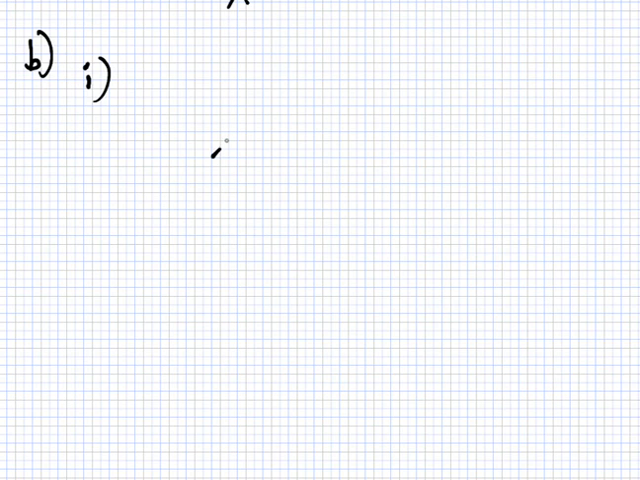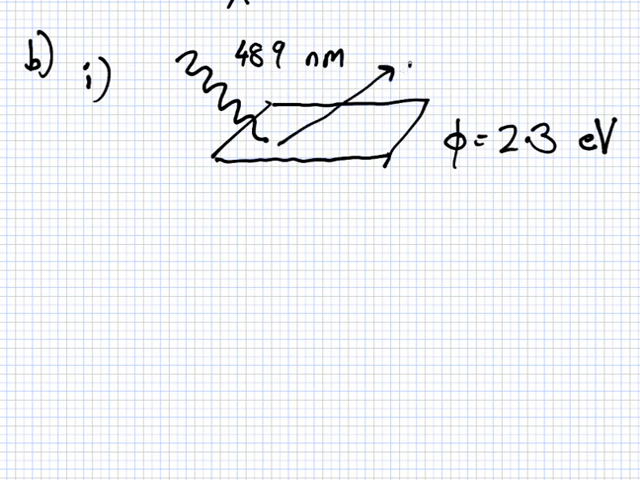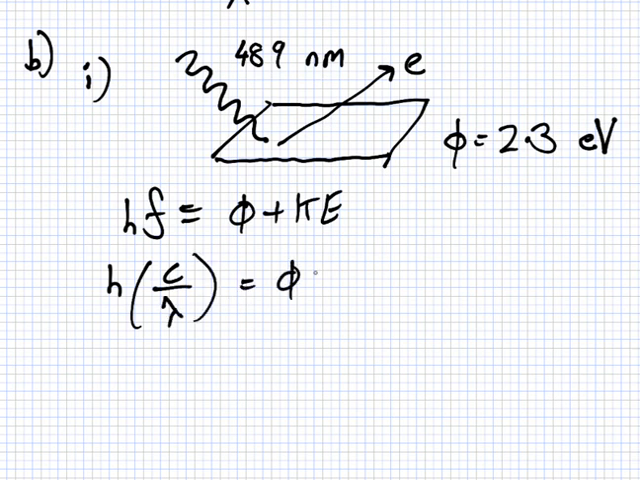Part one. So you have a metal surface, and its work function is 2.3 electron volts. And there's light here of 489 nanometers. What is the kinetic energy of the released electron? So you have here hf equals work function plus kinetic energy. The f is actually c over lambda. So the kinetic energy is hc over lambda minus work function.